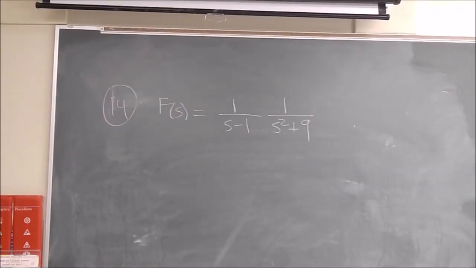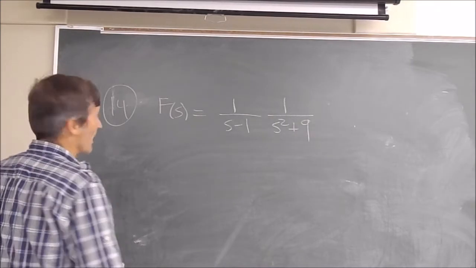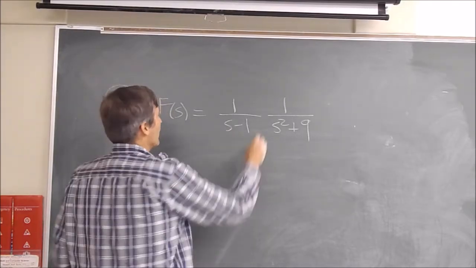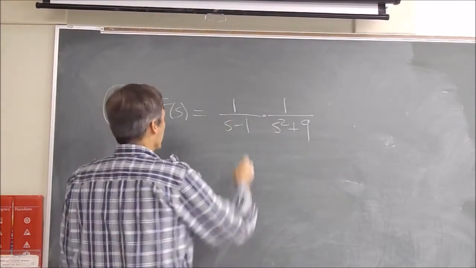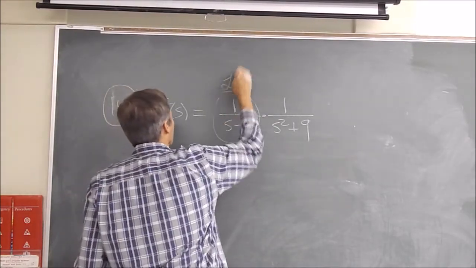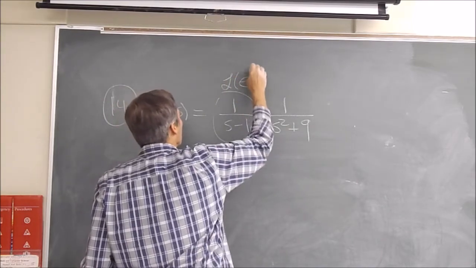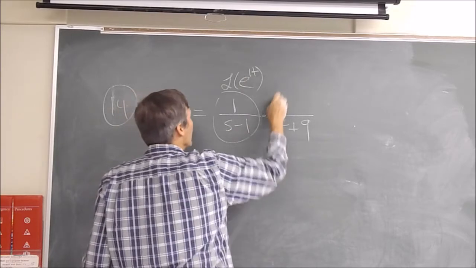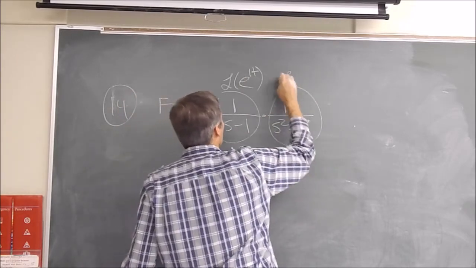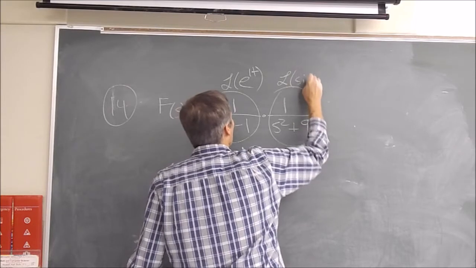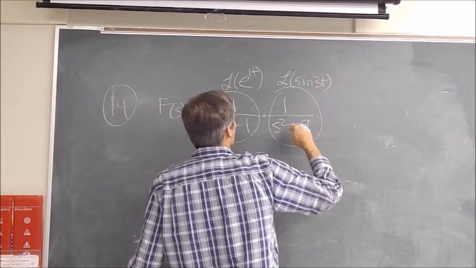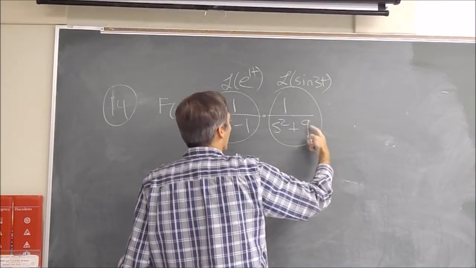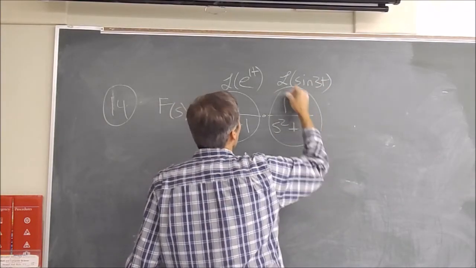Suppose we want to find the inverse transform of this function by the convolution theorem. Since I notice it's a product of two transforms I know, right? This is the Laplace transform of e to the 1t. Laplace transform of e to the at is 1 over s minus a. And this is the Laplace transform of sine 3t, since the Laplace transform of sine at is a over s squared plus a squared.